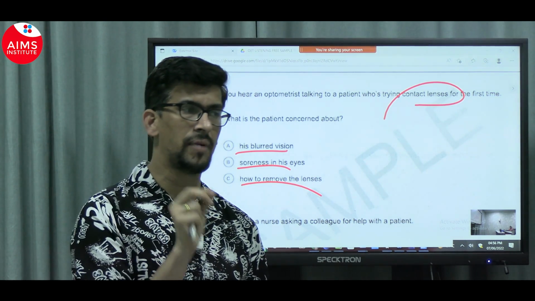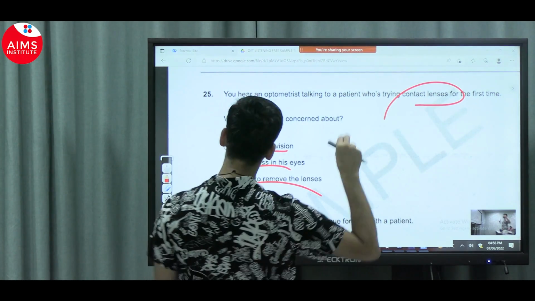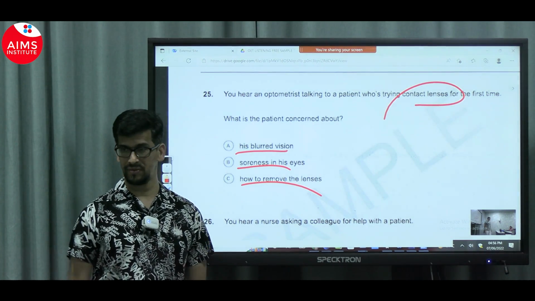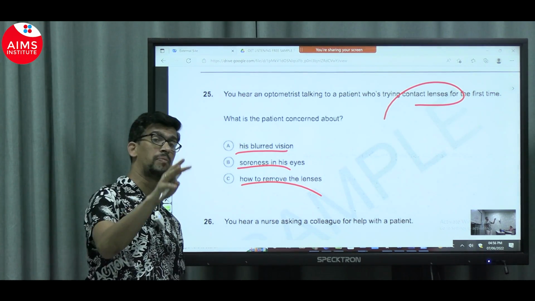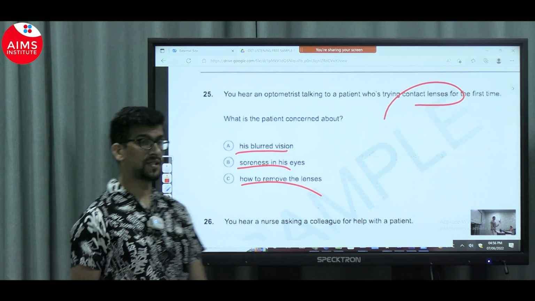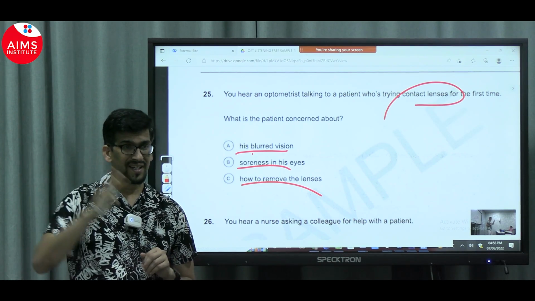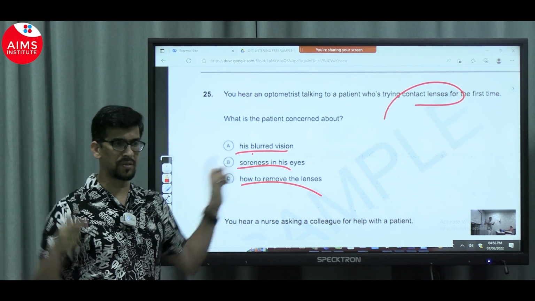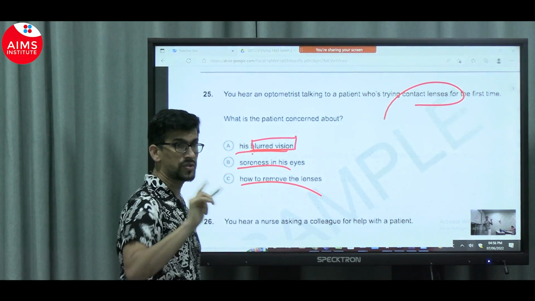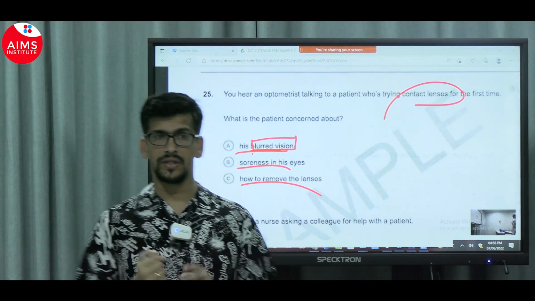They will not use the words I am worried, I am upset, I am concerned. Through the case study of his friend, he is indirectly putting his tension in front of you. My friend had this problem. Will I also have the same kind of issues? And that is connected to what? Maybe blurred vision. He was not able to see anything. Maybe he is using that language to connect to blurred vision. So here it is blurred vision, but in the audio they will not use the word blurred vision. They will use some other language which is equal to blurred vision.